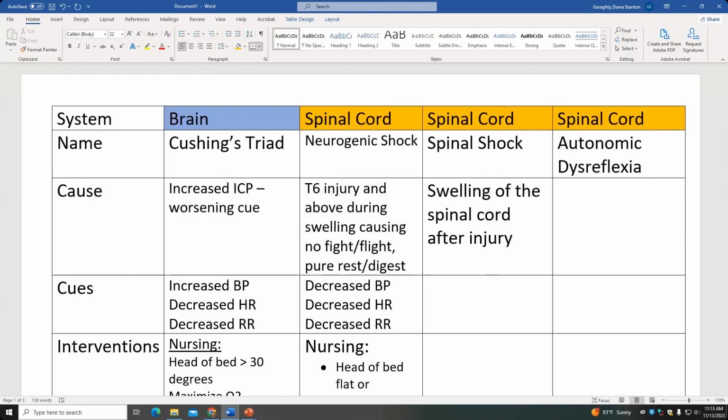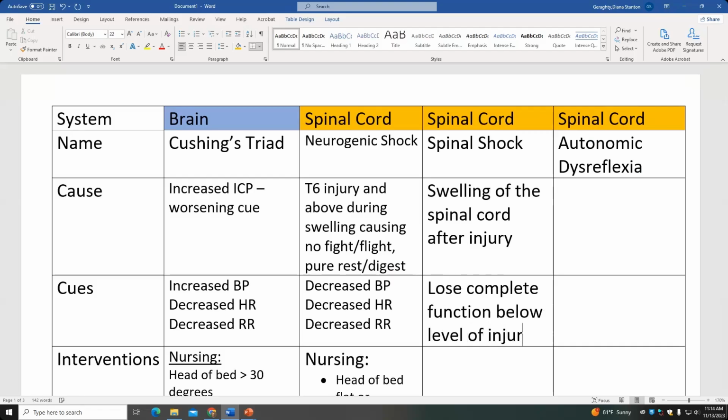That's it. That's all it means. The cues are that you may lose, you will lose complete function below the level of injury. That's a given, below the level of injury.